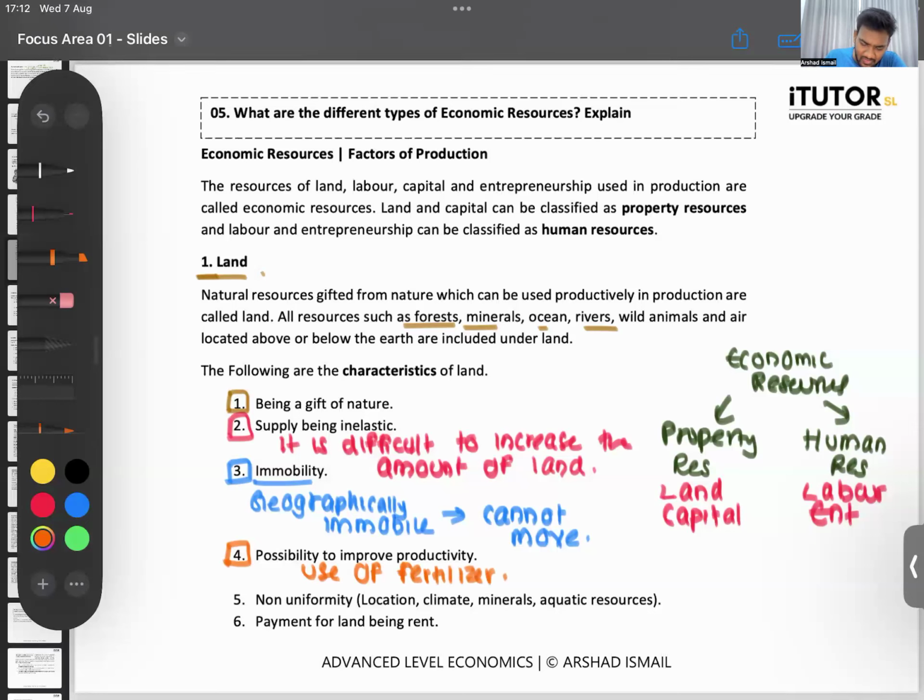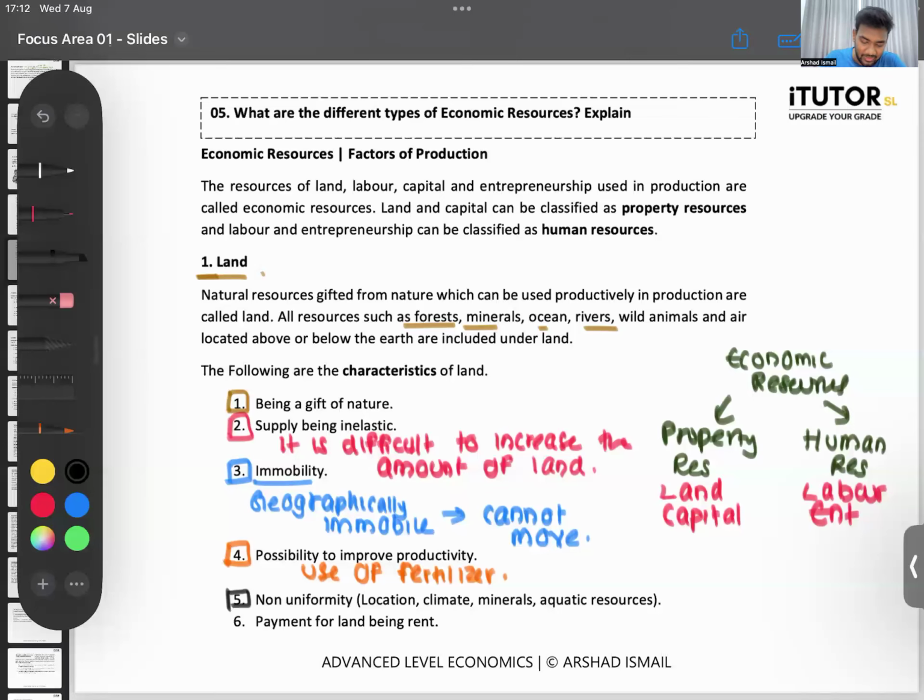Then we say land is non-uniform. What you wear to school is a uniform, because everyone is wearing the same thing. Non-uniform means it's not the same. Is one tree the same as another tree? No. Size is different, type is different, leaves are different. Is one river the same as another river? That's what we call non-uniform.